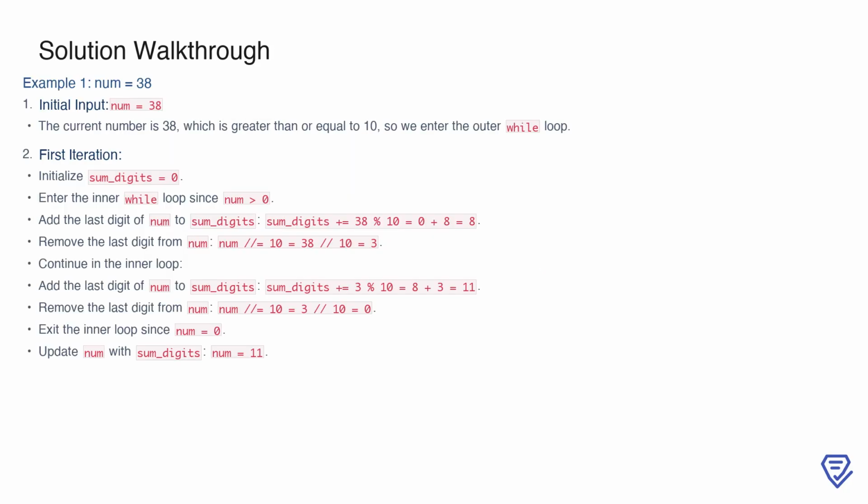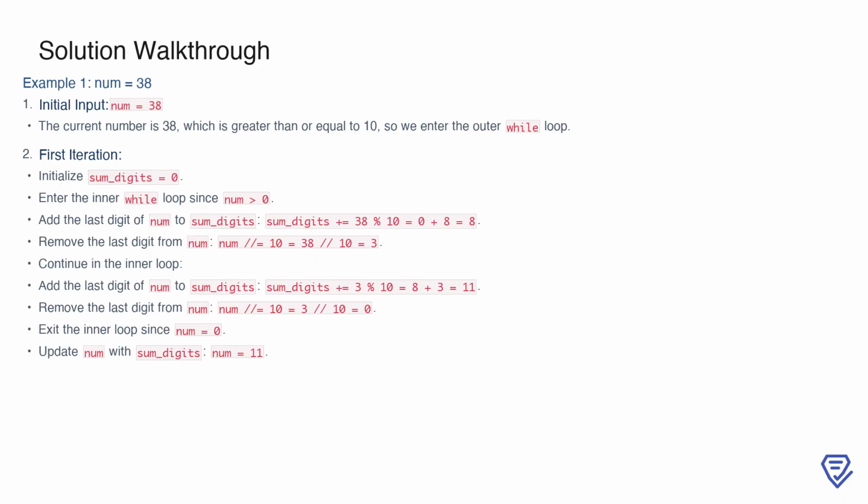We begin with an example where the input number is 38. Since 38 is greater than or equal to 10, we enter the outer while loop. In the first iteration, we initialize a variable sum_digits to 0. Now, we process the digits of the number within the inner while loop. First, we add the last digit of 38, which is 8, to sum_digits, resulting in a value of 8. Then, we remove the last digit from 38 by performing integer division by 10, leaving us with 3.